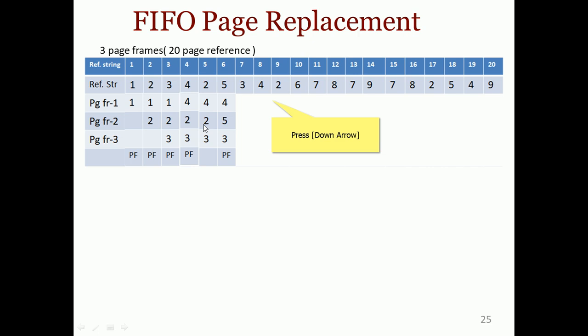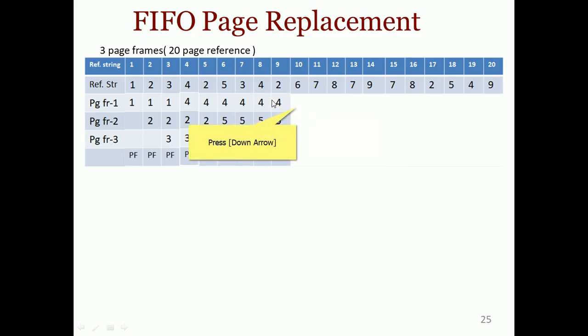Now 2 is not available here, so that is a page fault. We need to bring in that page and remove the oldest page. So due to the 3 no page fault, due to the 4 no page fault, due to the second page demand there is a page fault, and we remove the oldest page and in that place we put the 2. Next, page number 6 comes.